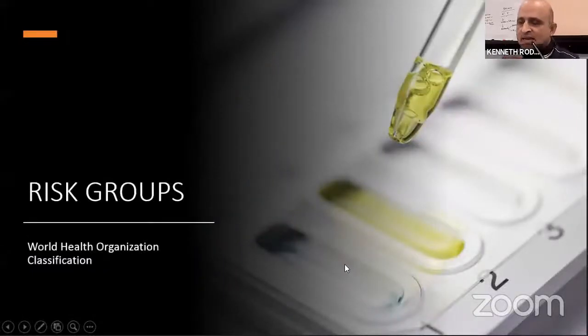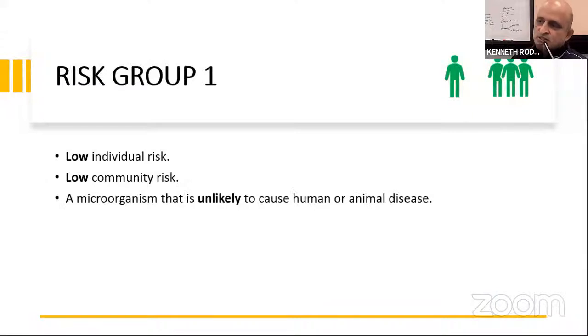We now move on to the second component of this particular presentation, which is risk groups. And the risk groups are basically based on the World Health Organization classification. I have prepared a graphic for you, which basically summarizes the risk groups, and we'll go through it one by one. So risk group one is basically, I have put up colors here, green and green. So the green is individual, and this is community, where you have the three icons. So risk group one poses a low individual risk, a low community risk, and a microorganism that is unlikely to cause human or animal disease.